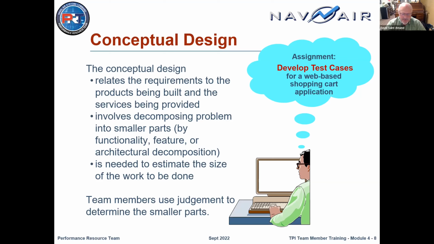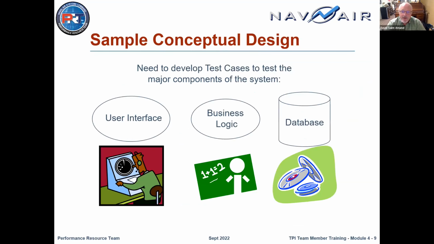And the team members, although they might at first think they can't estimate, find pretty quickly that they're very accurate in their ability to estimate the sizes and the time it's going to take to get the work done. Here's our example. We have somebody who is going to develop test cases for the user interface, the business logic, and the database work that's necessary for this shopping cart we talked about earlier on. And we'll go through this to help illustrate how we go about the planning process.